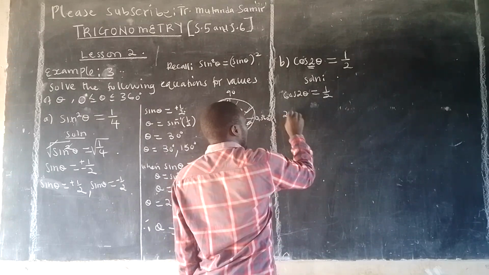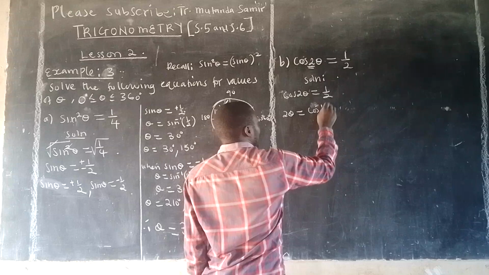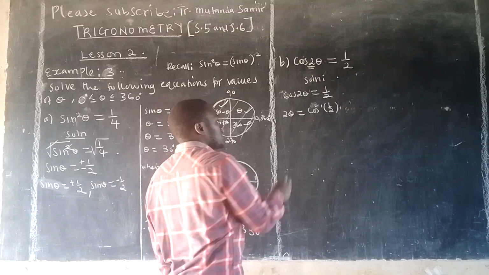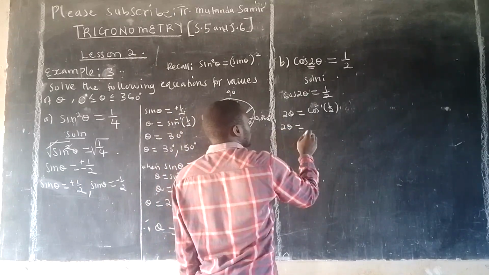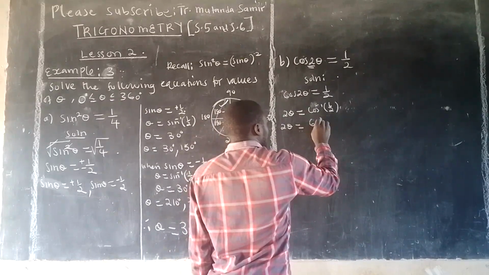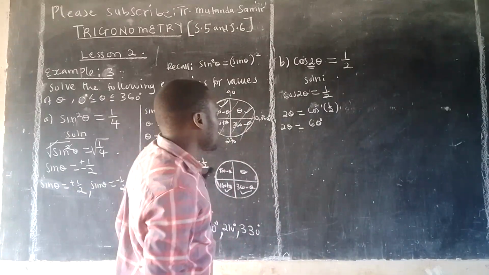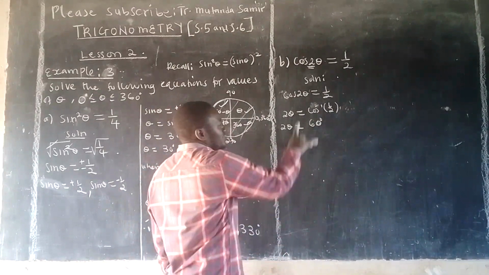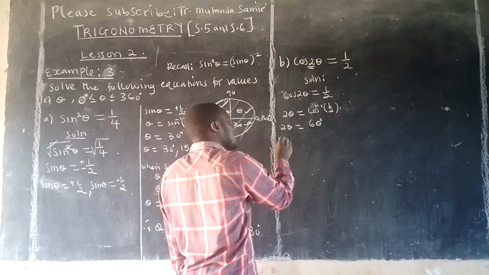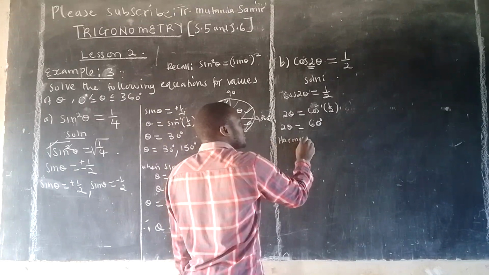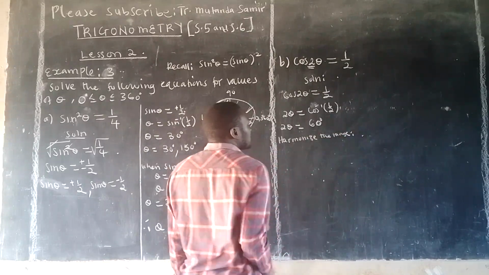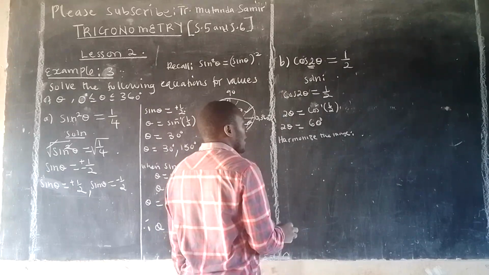So here we shall now say that 2 theta is equal to cos inverse of a half. You all know a half is positive, and you know the work of the positive. So now we shall get 2 theta is equal to, cos inverse of a half is equal to 60 degrees. Now, having done that, whenever you have this 2 theta, 3 theta, 4 theta onwards, you must now harmonize the range. What do we do to harmonize the range?